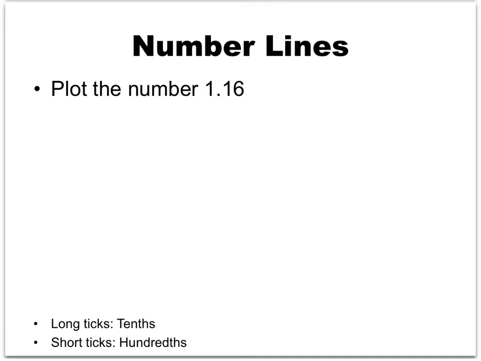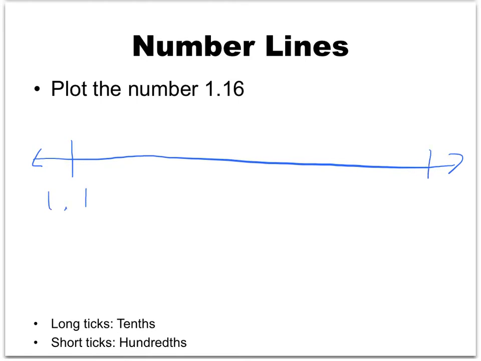Maybe I want to focus in just really on that one number. I don't care about the number 1.5. And let's look at how we could draw a nice picture of this. So 1.16 is between 1.1 and 1.2. So let's draw a long tick mark here at 1.1, and then another long tick mark at 1.2. So we're going to zoom in on just this interval from 1.1 to 1.2.